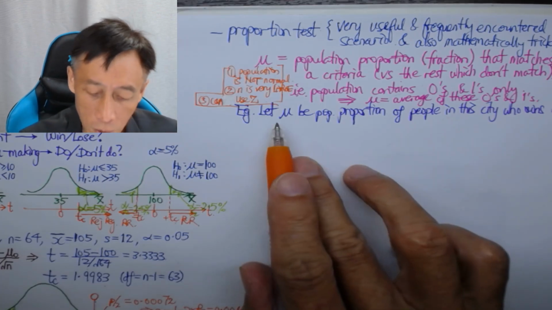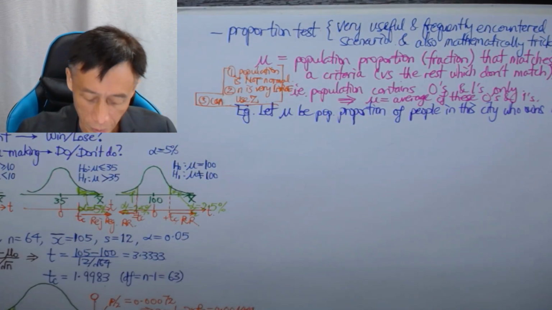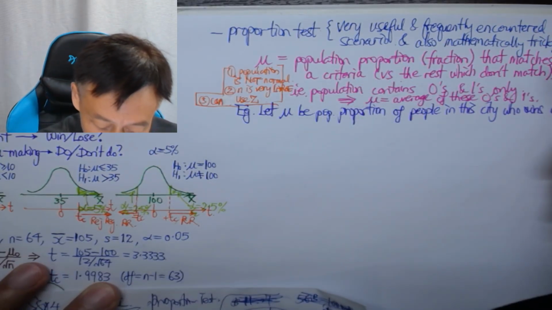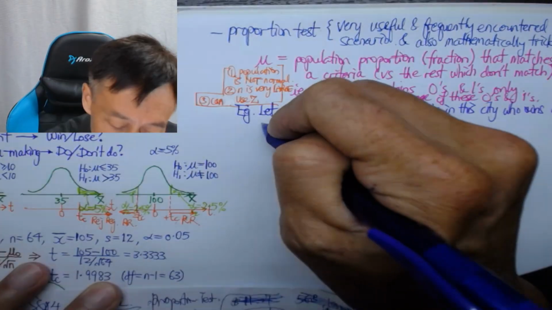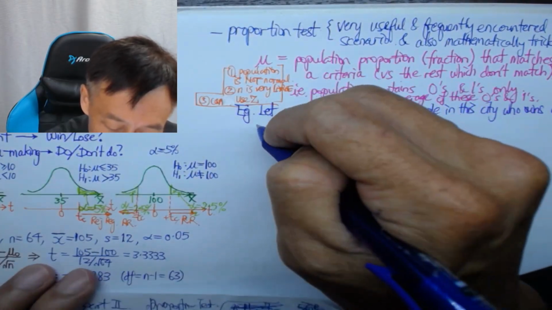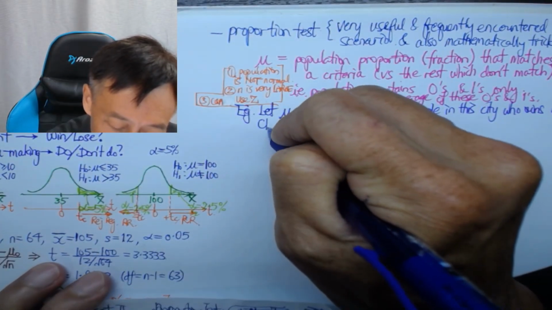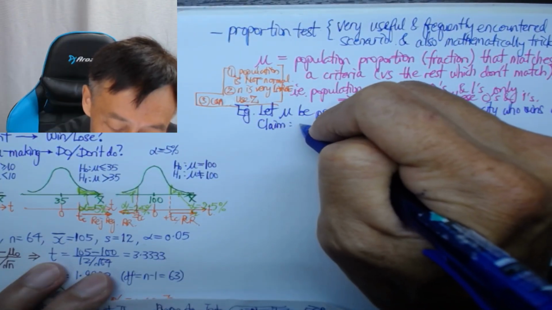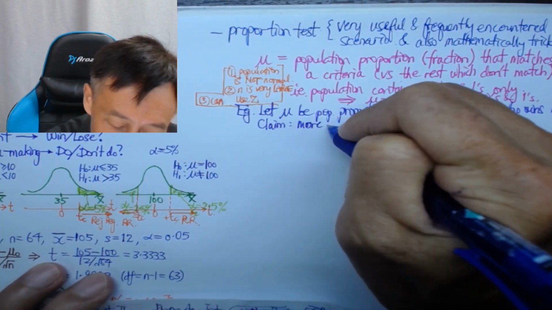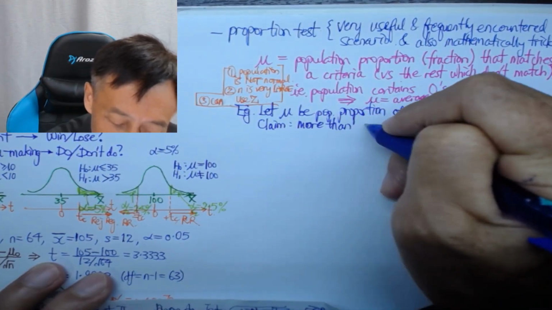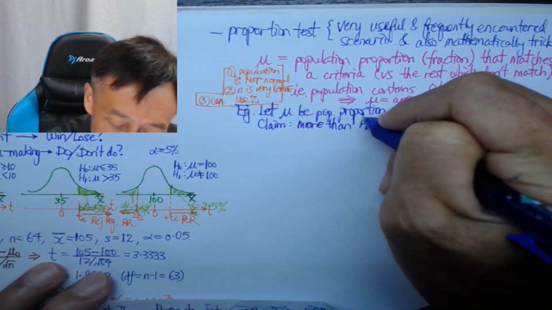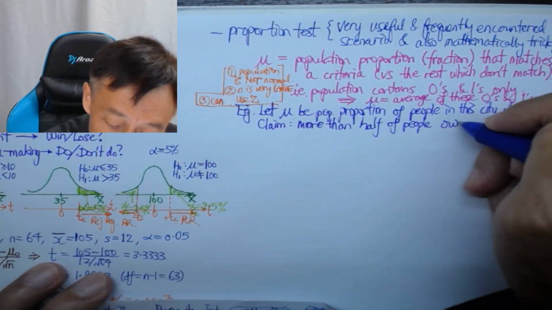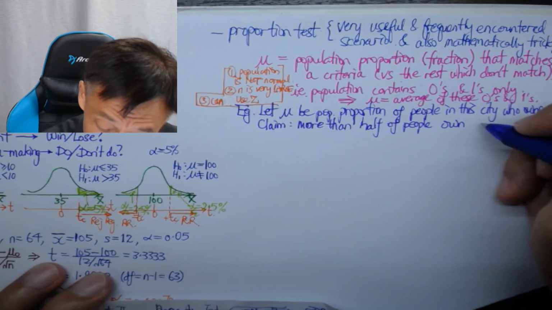Okay, so let's carry on with our example here. We assert, we claim, let's just go direct to the claim. The claim is more than half of people own cars.